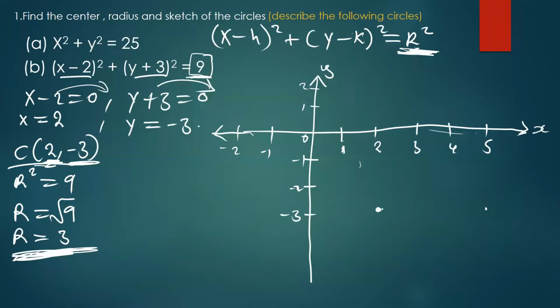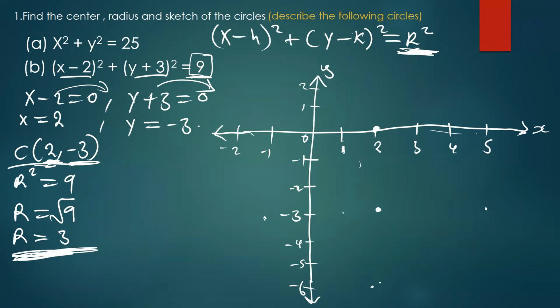Then we'll also move 3 steps going up. We have 1, 2, 3. So we have another point somewhere there. Then we'll also move 3 steps going down from the center. So we have 1, 2, 3. So we have -4, -5, -6. So we have another point there. I'm just trying to locate the points where the circle is going to pass. So we'll move 3 steps going to the left as well. So we have 1, 2, 3. So I'm just trying to locate the points there.